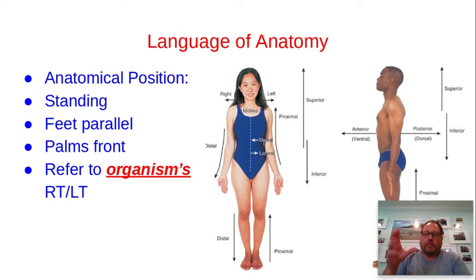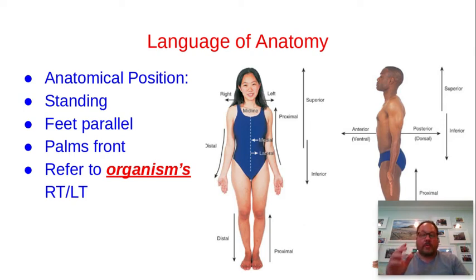What we need to do now is review some of the terms that we'll be using throughout the year. So we need to have a common set of terms we can use to describe structures of the body, regions of the body, directions for cuts of dissection, things of that nature. So first, we'll start with what's referred to as anatomical position.